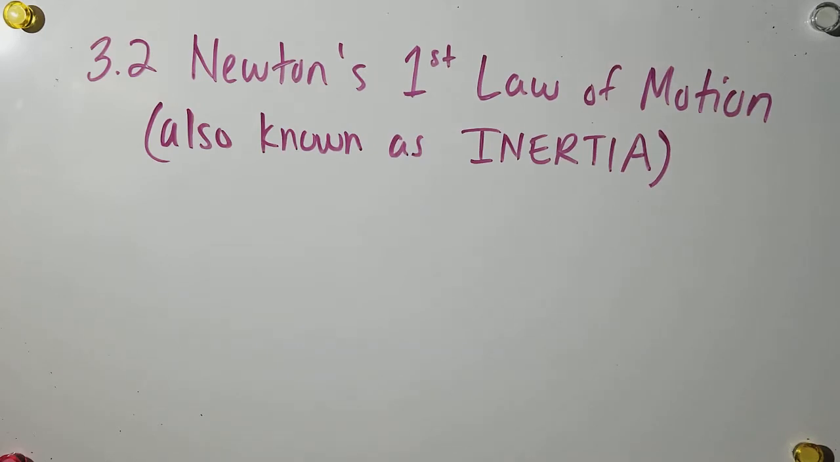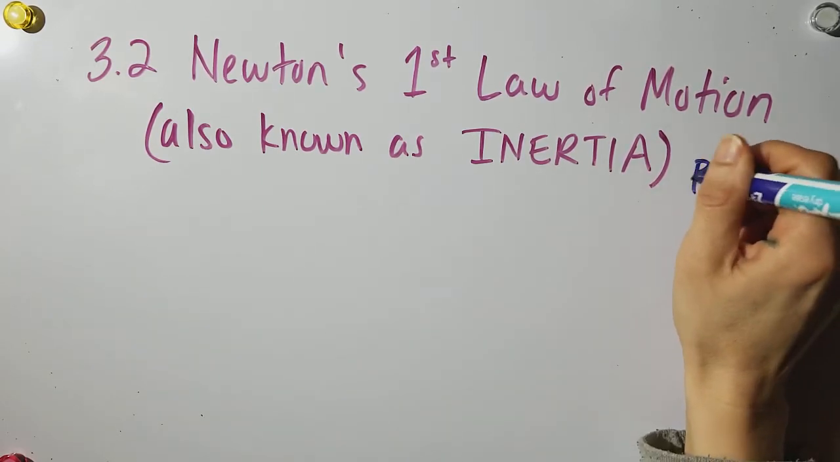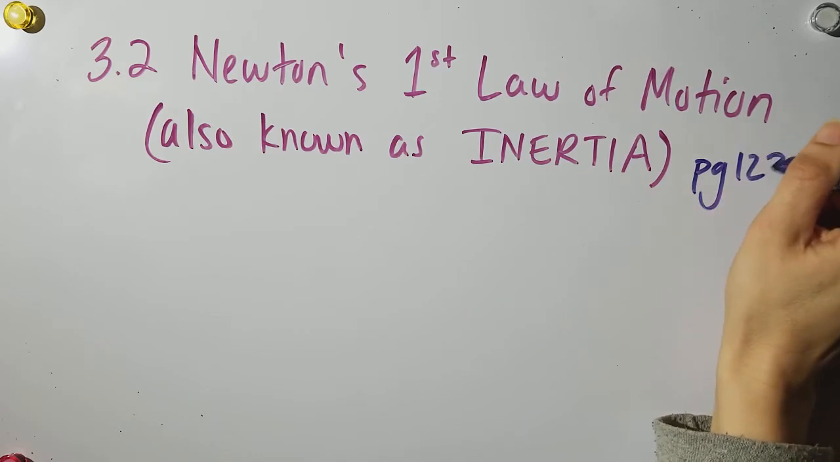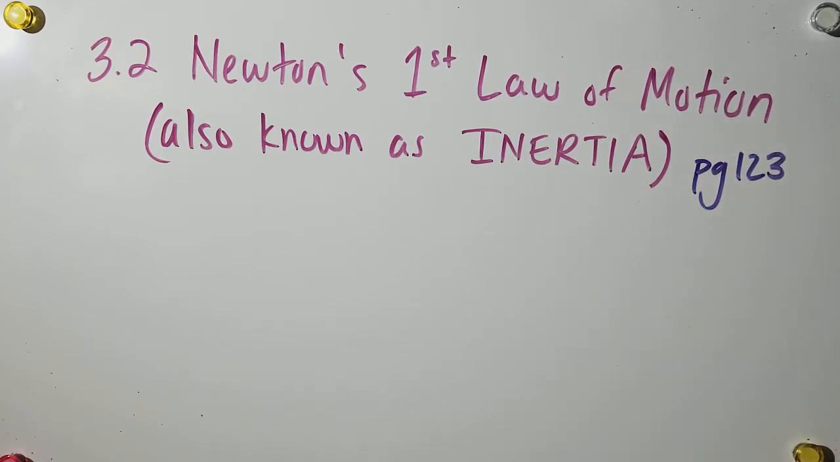Okay, so next we're going to talk about Newton's first law of motion. So this is 3.2 in your textbook. It starts on page 123. All right, the first bit talks about Galileo, which is fabulous.